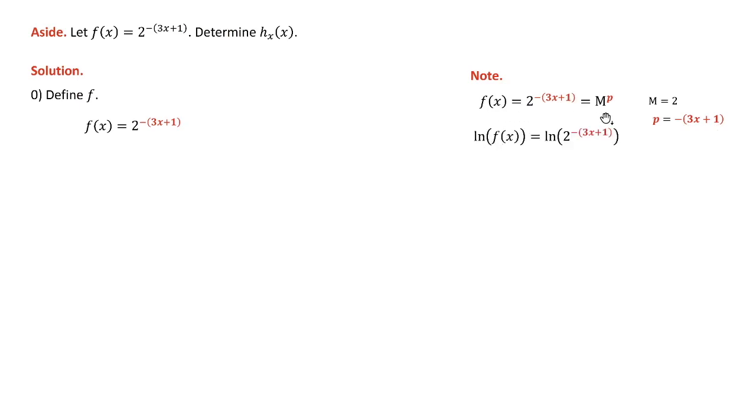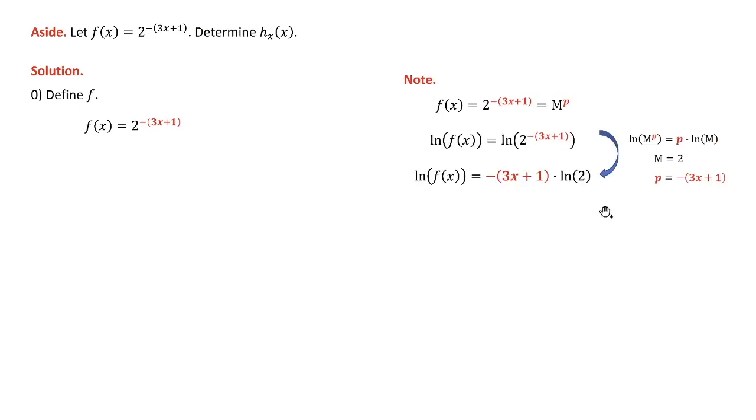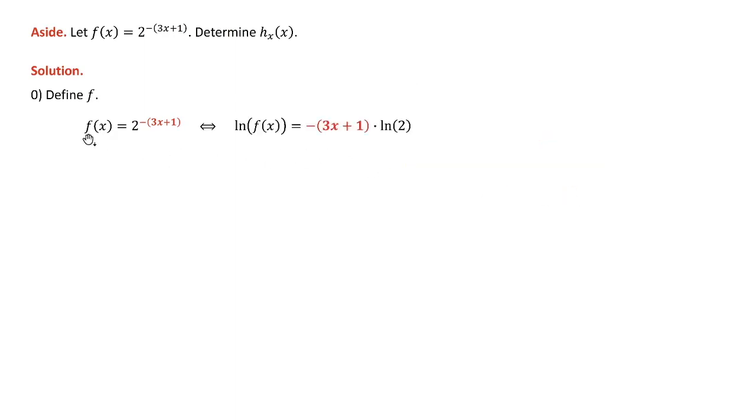Take logarithms of both sides. I'm going to bring the power down in front. So log 2 again is going to be a constant. And we're going to work with the log of the function instead of the function itself.